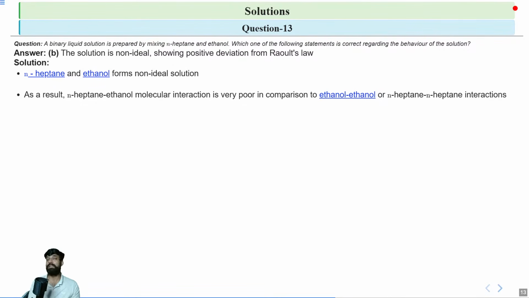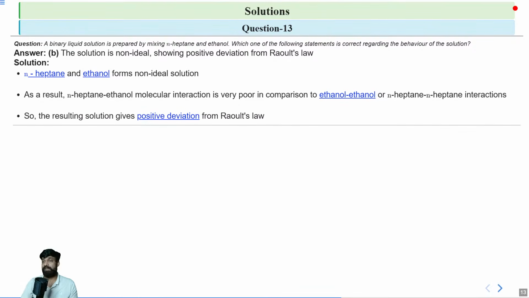As a result of that, the molecular interactions are less and the molecules are not closely attracted to each other. Now what will happen as a result of that? Your molecules will easily leave the liquid phase and go into the vapor. So, more and more vapor will be formed. So, the vapor pressure will be increased. Therefore, you will see a higher vapor pressure than the expected one. So, what we can say is that the resulting solution will show a positive deviation from Raoult's law.